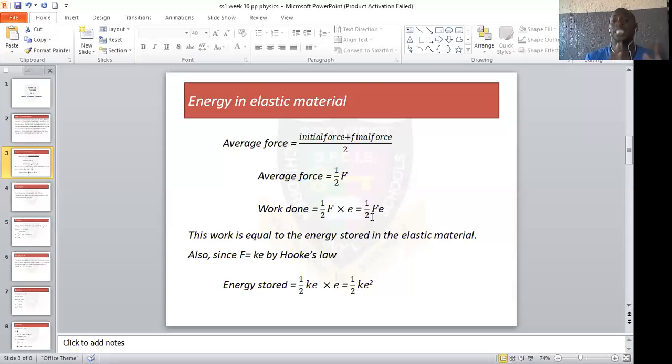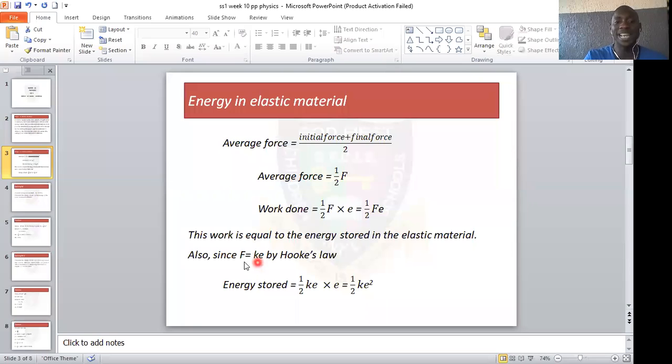I told you earlier that the energy and the work done are the same in elastic material. We recall from Hooke's law, we say F equals Ke. F equals Ke, from this Hooke's law.